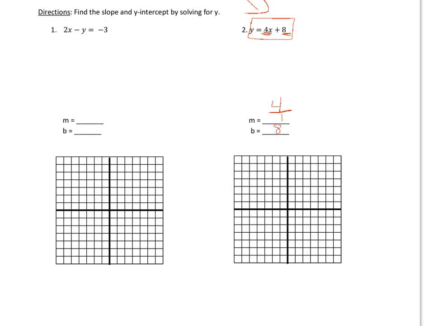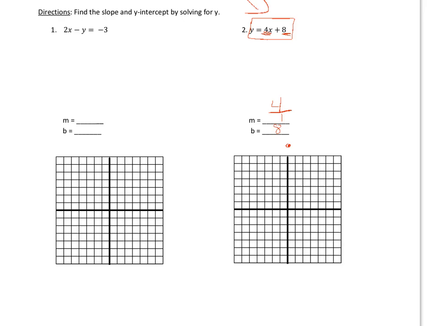So we're going to start here. The y-intercept is 8. So I go up. I think I have to actually go off the chart. 1, 2, 3, 4, 5, 6, 7. Okay, we'll add another one right here, and we'll put 8 right here.